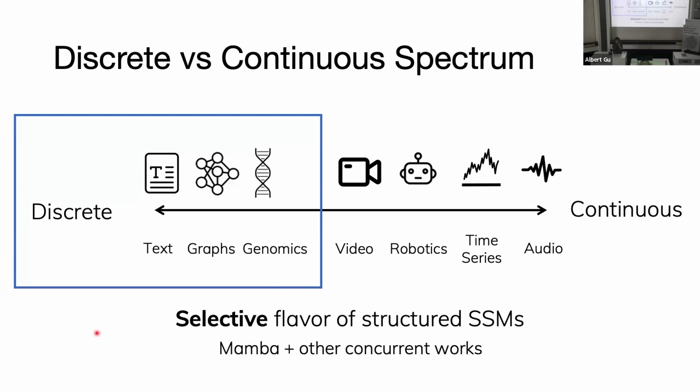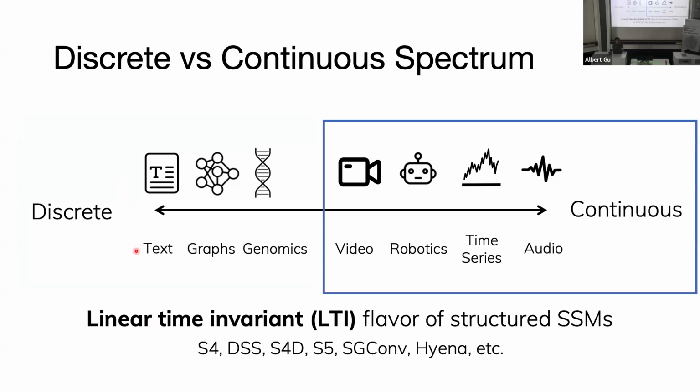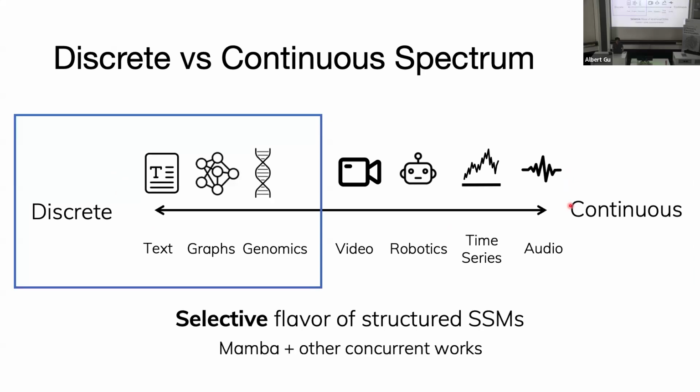RWKV, these are much more similar to Mamba, and these are good at modeling things like text. And as a heuristic, basically, anywhere that attention is good at modeling, such as text, Mamba is also good. And anywhere convolutions are good at modeling, such as images and audio, that's where the S4 or the LTI variant of SSMs are good.